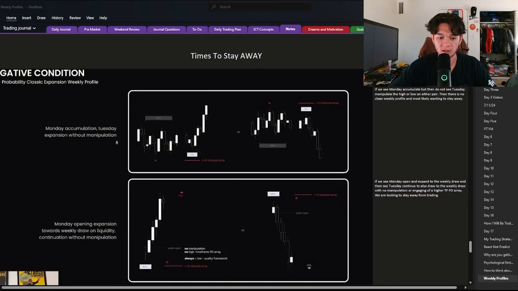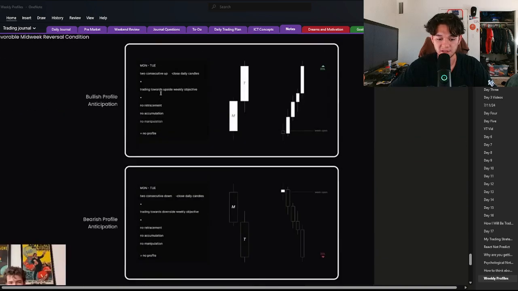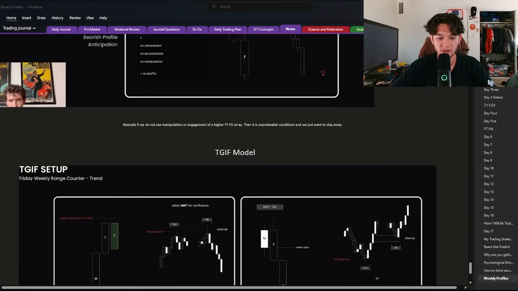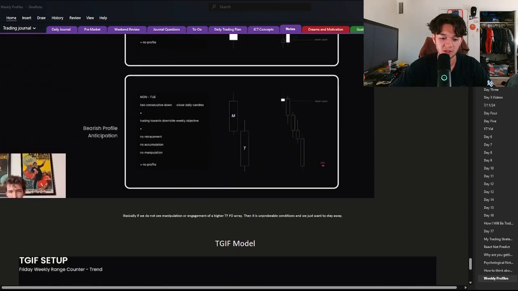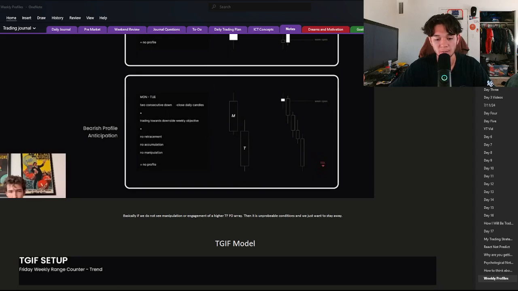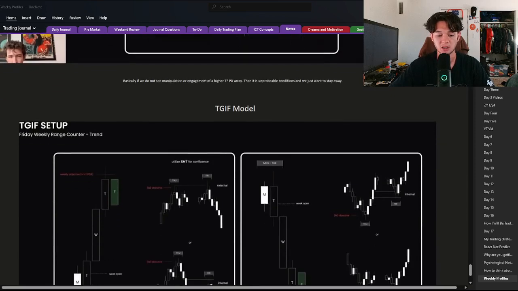Times to stay away. This was pretty much the same thing. Stay away when we don't see manipulation or engagement of a higher time frame PD array. Those are improbable conditions. We just want to stay away.